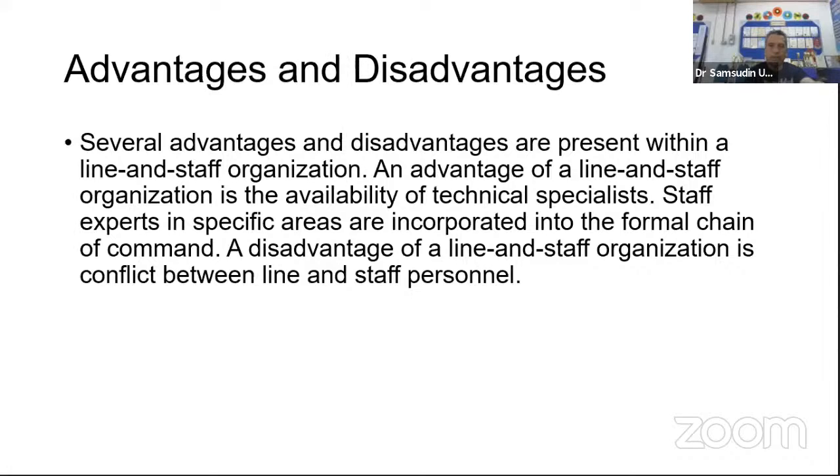A disadvantage of line and staff organization is the conflict. There is a problem with the staff and line structure, because when individual workers or individual staff in the line are not very clear about the job function, about the job description, therefore there is a conflict of tasks. So this can happen in the larger size organization. Okay, next slide.